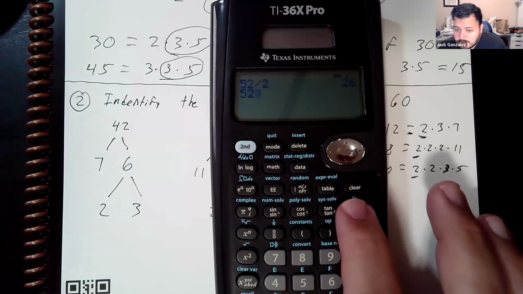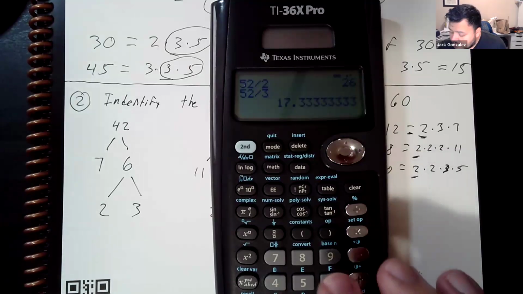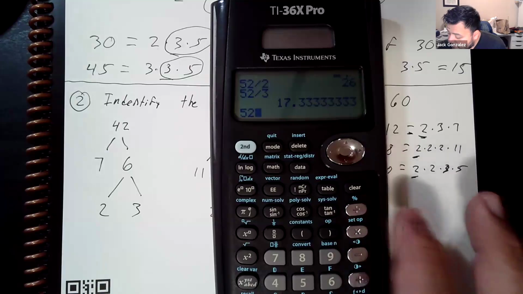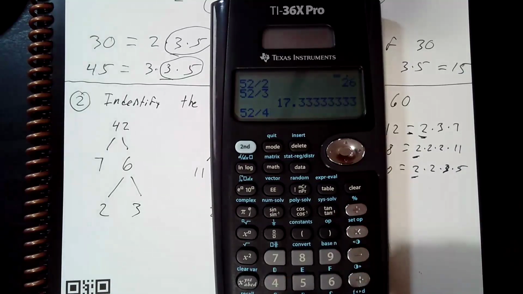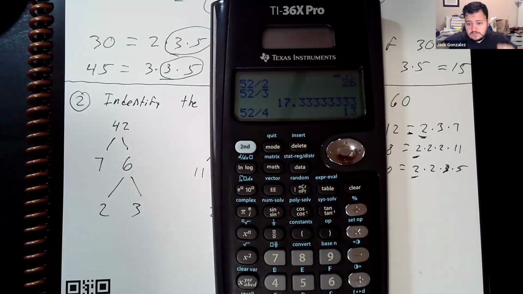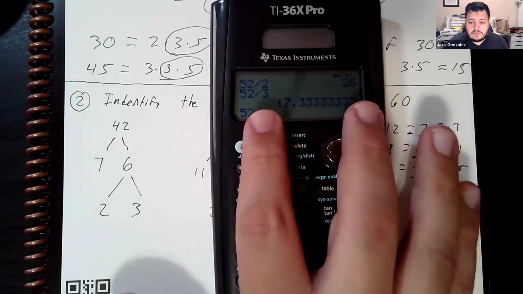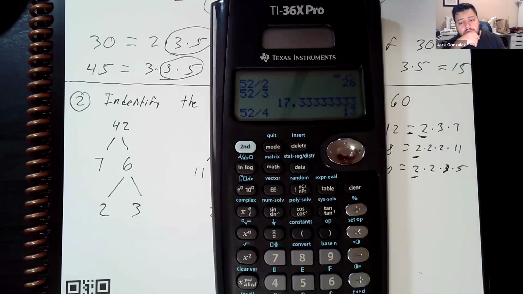Or I could maybe try something bigger. Let's see, maybe 3. 3 doesn't work because I got a decimal. Let's try 4. 4 is pretty good. So I would break it down into 4 and 13, because it went in and gave me a prime number. So I would use 4.